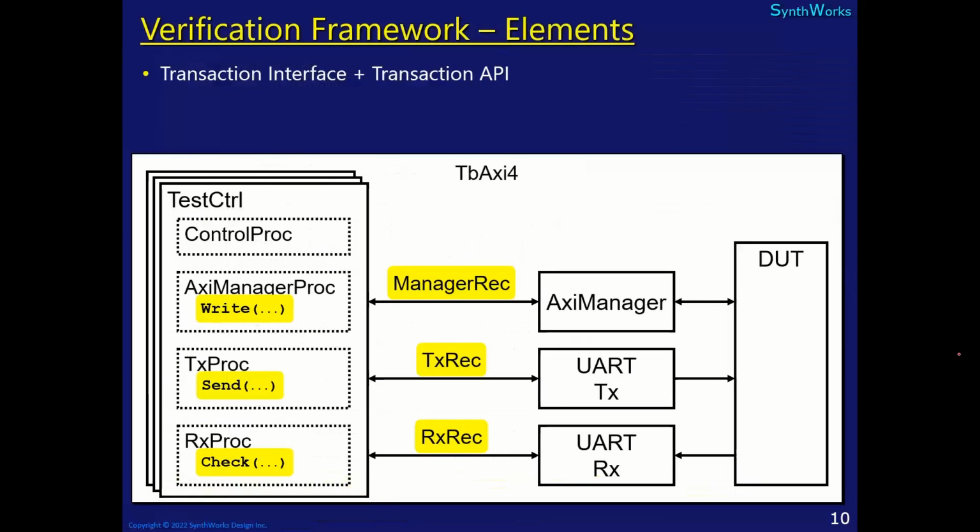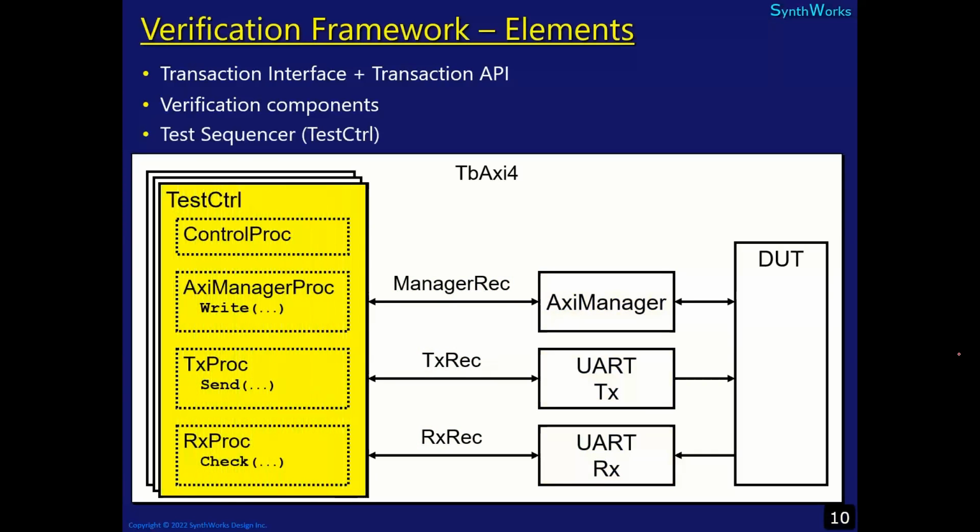Okay. Now, if we look at the elements of the OSVVM verification framework, we have a transaction interface. That's our record here, connecting our test control and our verification components. We have our transaction API. That's the set of subprograms for a given verification component that we can call. We have our verification components, and we have our test sequencer.